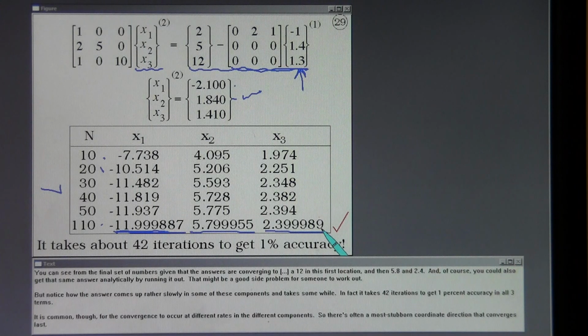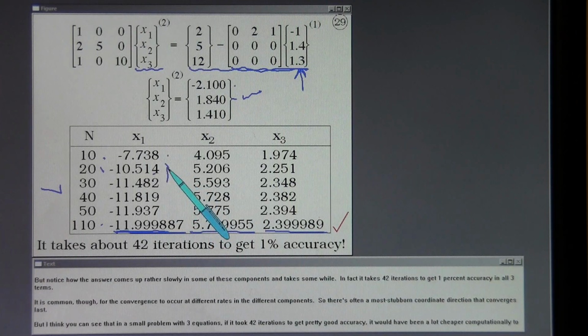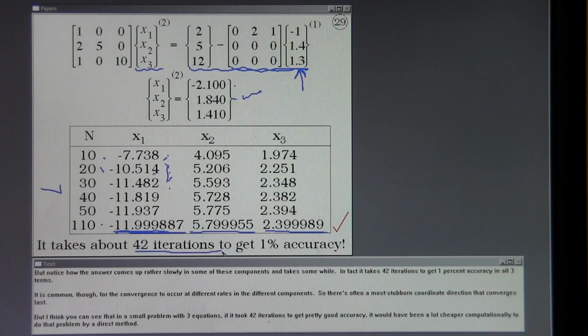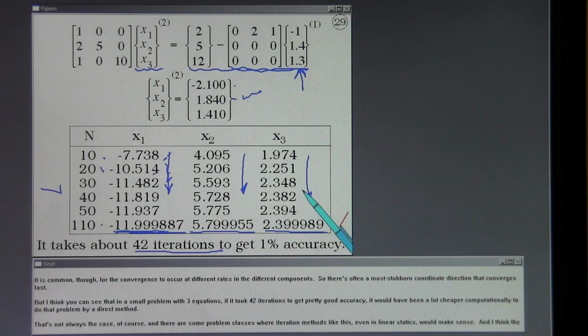And of course, you could also get that same answer analytically by running it out. That might be a good side problem for someone to work out. But notice how the answer comes up rather slowly in some of these components and takes some while. In fact, it takes 42 iterations to get 1% accuracy in all 3 terms. It is common, though, for the convergence to occur at different rates in the different components. So there's often a most stubborn coordinate direction that converges last.